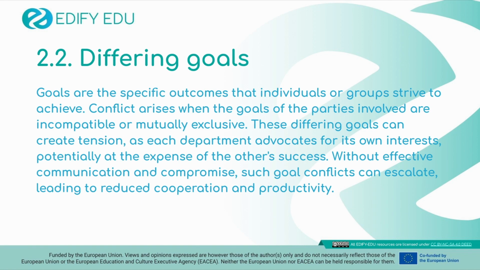Goals are the specific outcomes that individuals or groups strive to achieve. Conflict arises when the goals of the parties involved are incompatible or mutually exclusive. In a business setting, for instance, departments might have competing objectives. The marketing team may aim to launch a new product quickly to capture market share, while the production team may prioritize thorough testing to ensure quality.